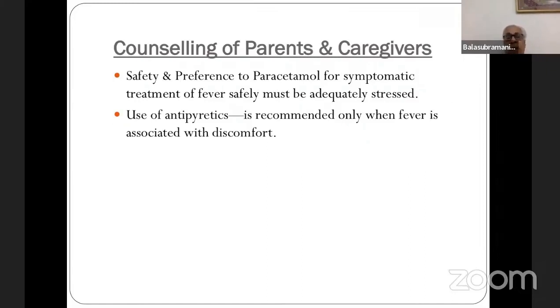We should tell them paracetamol is the best known antipyretic. We must counsel them about the correct dosage and when to give. And we should tell them even a safe drug like paracetamol is not to treat the temperature chart numbers of 102, 103. It is to treat the child's discomfort rather than treat the number.